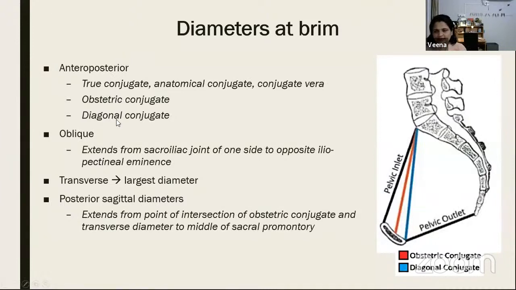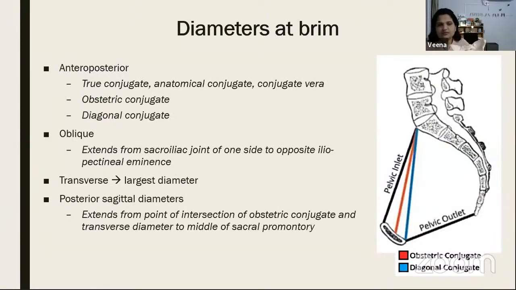Okay, that is about the anteroposterior diameters of the inlet. Then we have the oblique diameters. One thing you have to know about the oblique is they start from the sacroiliac joint. If they ask you to show the left oblique, never start from the left side of the ilopectineal line. Always, this is the left of the ilopectineal line here. Don't start from the left of this. Start from the left sacroiliac joint and go to the opposite ilopubic eminence.